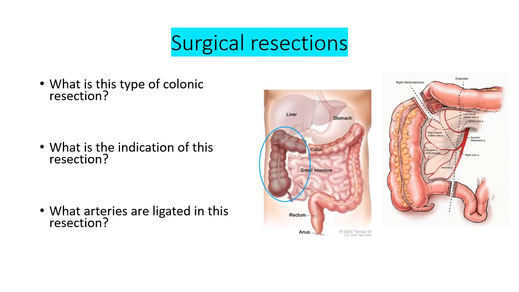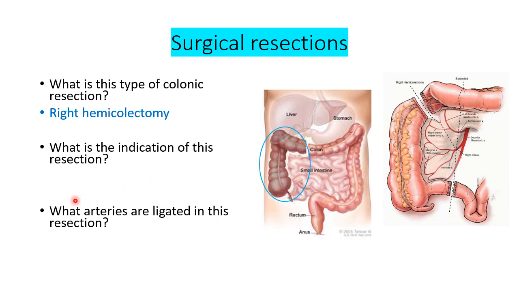Now there are two cases of surgical resections in colon cancer. The first one, what type of colonic resection is this? Where the cecum, the appendix, and ascending colon are resected right at the junction of the right 1/3 and left 2/3 of the transverse colon here. This whole thing is removed. And what type of resection is this? This is known as the right hemicolectomy.